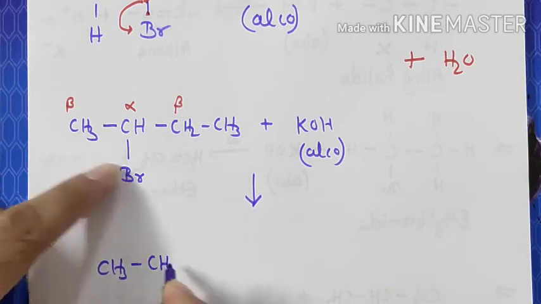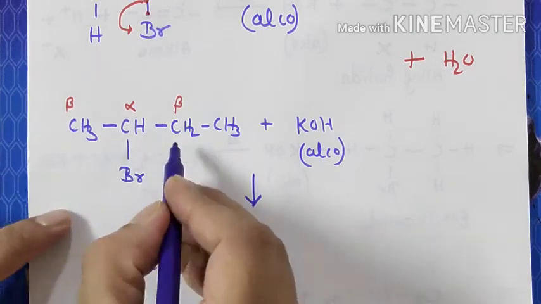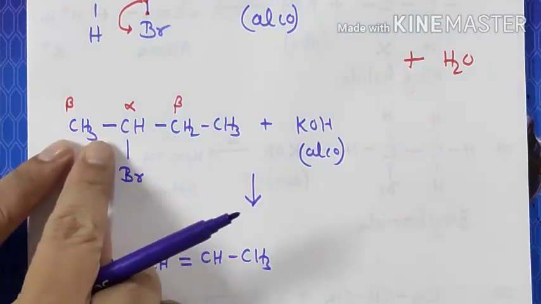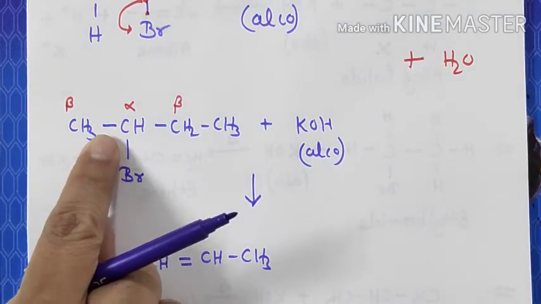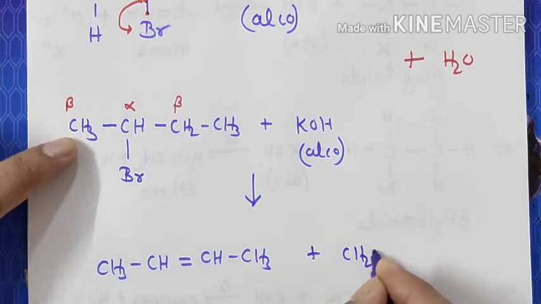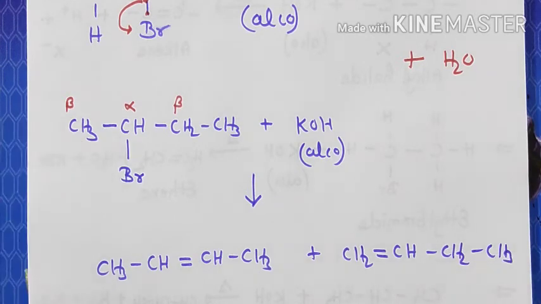CH3 CH double bond CH CH3. Understand, student? The H from here and Br from here will go off, and a double bond forms here. But if I remove the hydrogen from here, the product will be what? The product will be CH2 double bond CH CH2 CH3, right? This is but-2-ene, and this is but-1-ene. Both the alkenes are different, okay?